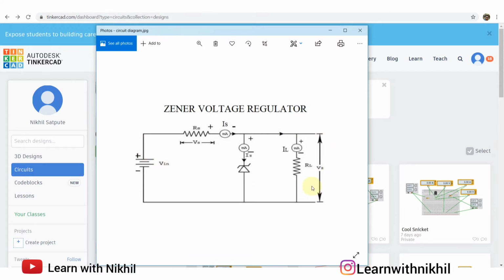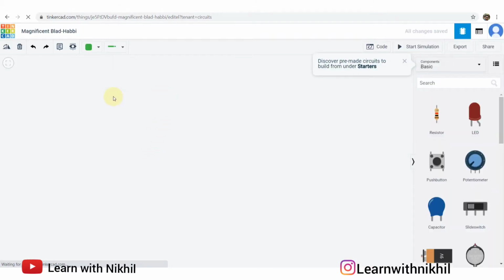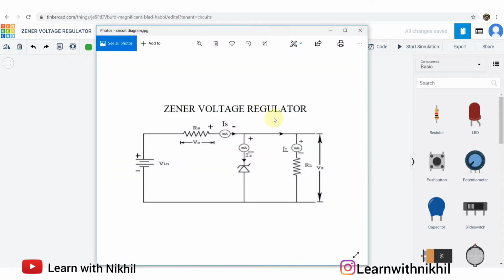Now we'll make this circuit in this Tinkercad 3D software. So we'll click on create new circuit. First we'll change the name, Zener voltage regulator. Now in this Zener voltage regulator circuit diagram, we have to calculate the line voltage and the load voltage. So these two calculations we have to do.